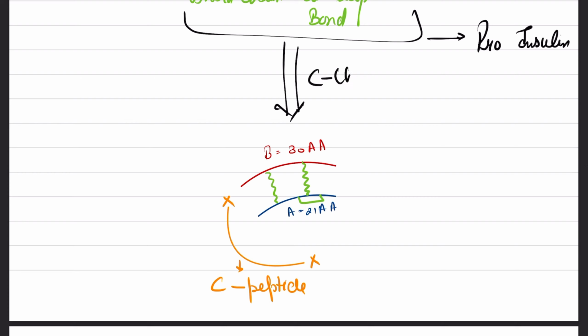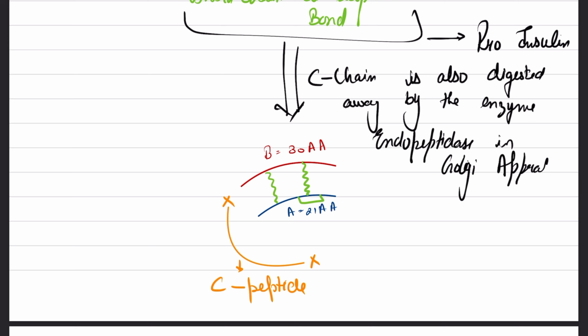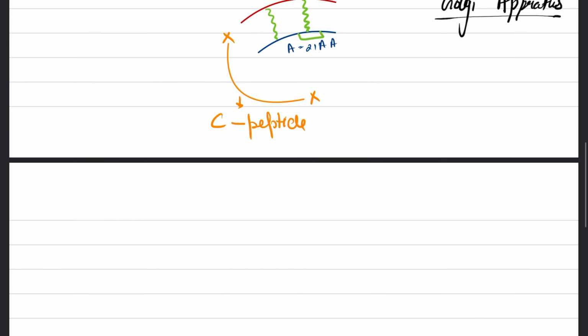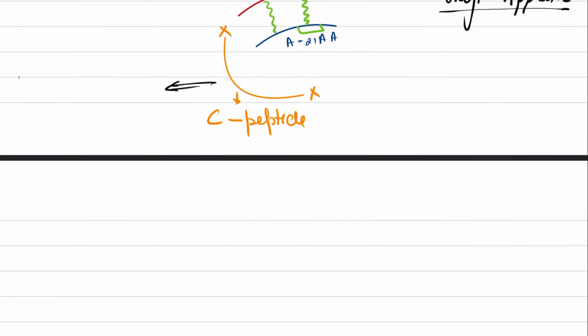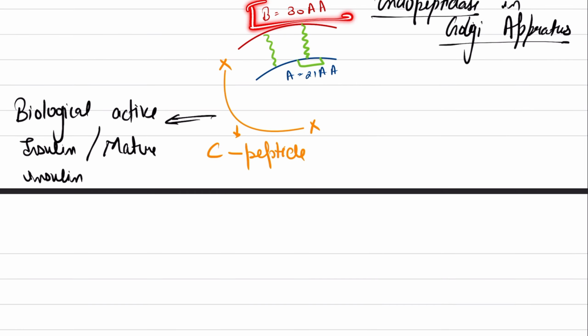Now, the C chain is also digested away by the enzyme endopeptidase, but this time in the Golgi apparatus. Now we have the B and A chains connected with disulfide bonds and the A chain with an intra-chain disulfide bond, along with the left out C peptide. This is called biologically active insulin or mature insulin.